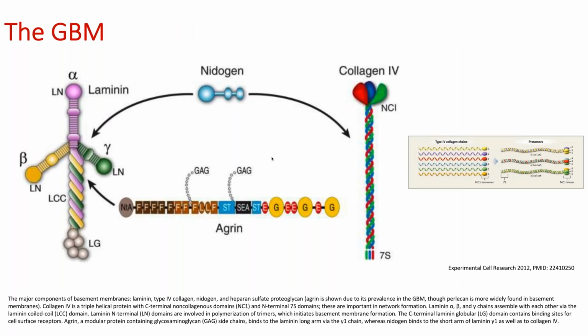Now, transplant glomerulopathy is a disease of the glomerular basement membrane. So it's a remodeling of the glomerular basement membrane. Let's learn a little more about the glomerular basement membrane. The major components of basement membrane are four: laminin, type 4 collagen, nidogen, and heparan sulfate proteoglycan. Heparan sulfate proteoglycan is sort of an umbrella term, and within the glomeruli, agrin is the most common type of heparan sulfate proteoglycan.